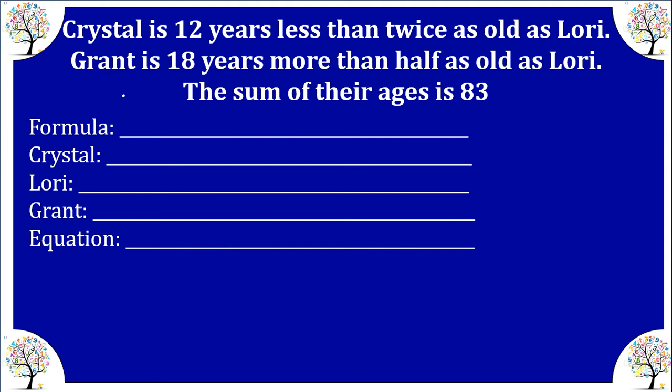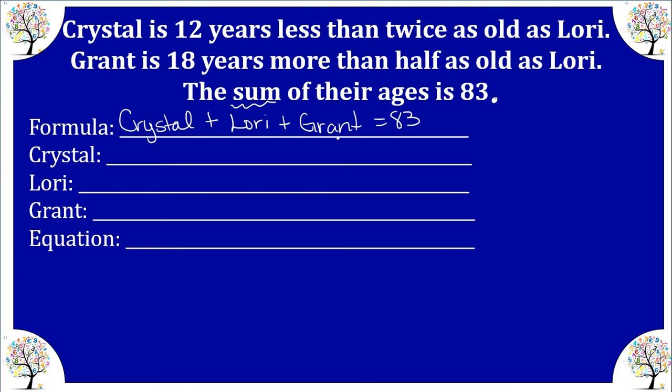So it says Crystal is 12 years less than twice as old as Lori. Grant is 18 years more than half as old as Lori. The sum of their ages is 83. So we have Crystal's age plus the age of Lori plus the age of Grant is equal to 83. So the word sum told me how to write my formula.